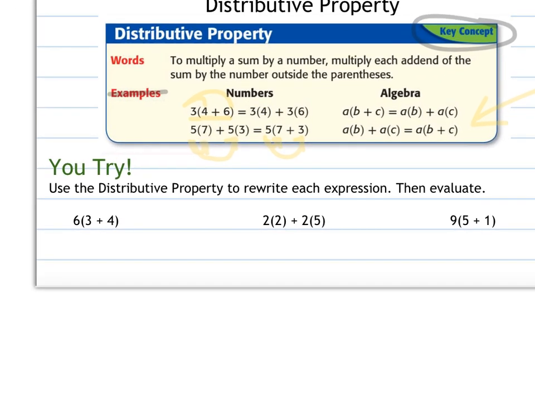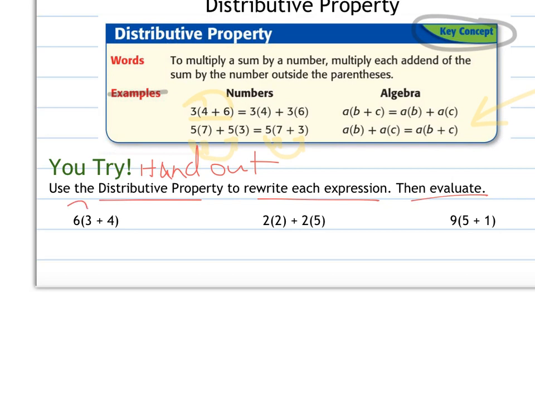So what we want you to do here is use a distributive property to rewrite each expression. Okay, so we want to write an equivalent expression, then we're going to evaluate. So you need both steps. So for this one, I notice I'm distributing. Distributing is kind of like handout, if that helps you remember. I distribute papers, I hand them out.